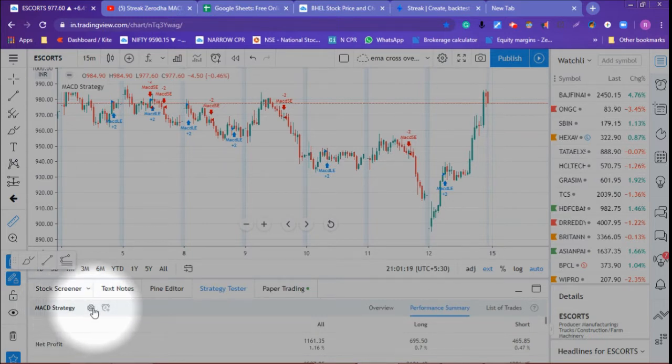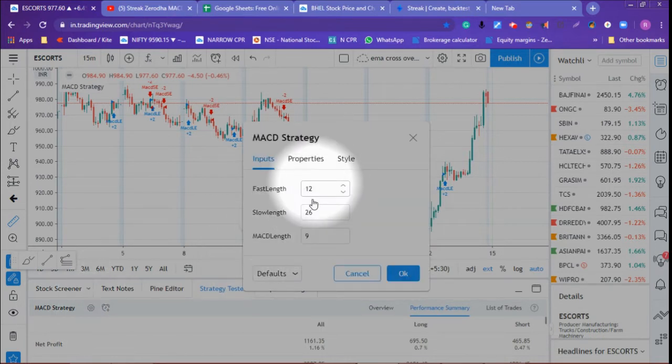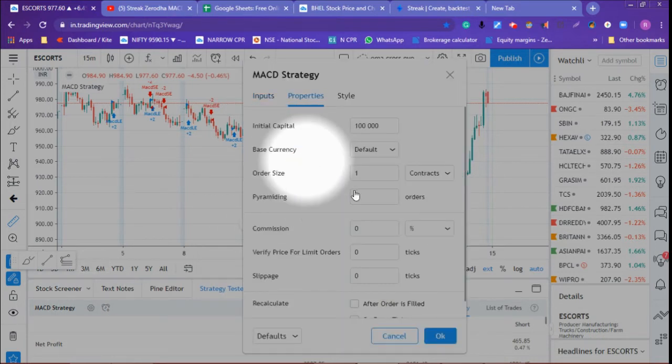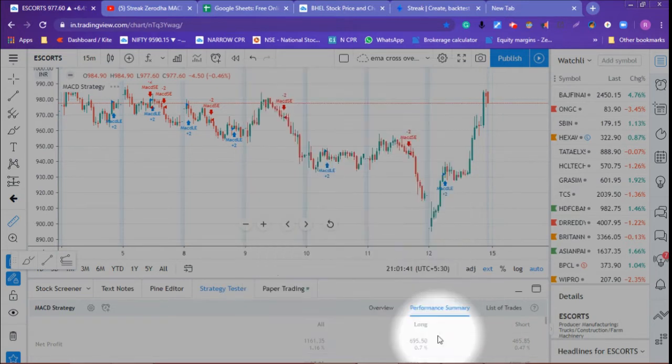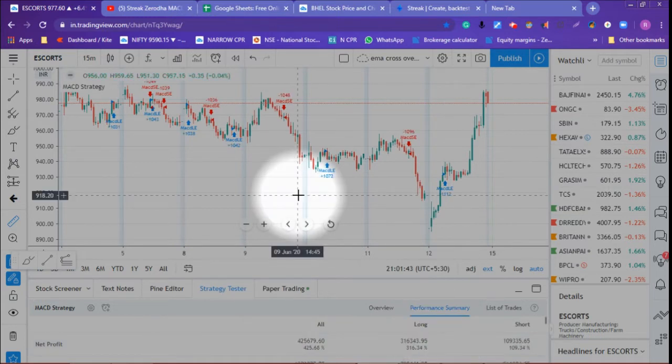An important thing is you have to change something in inputs over here. When you go to the MACD strategy, just go to the settings, keep them as they are, and go to the properties. Here just change this value to 1 lakh and keep the rest as default. Go to the order size, place 100, select percentage of equity and click OK. When you apply this format, it applies to the stocks, and it will show the percentage of profit when you do a backtest.